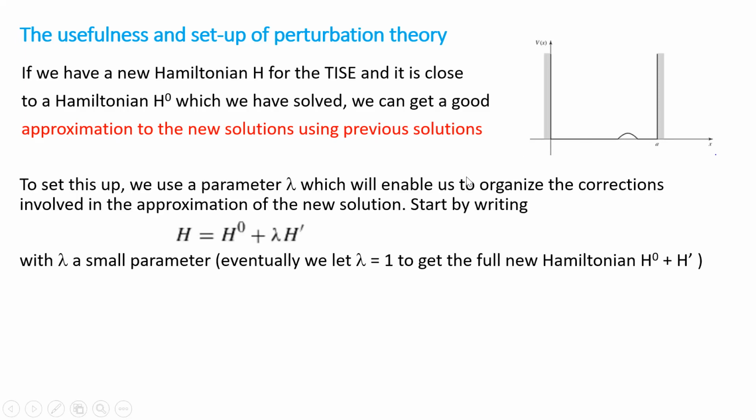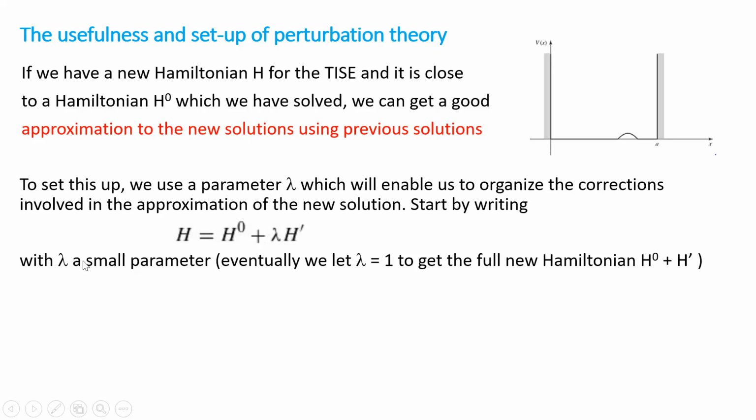So let's look at the setup. To set this up, we're going to use a parameter lambda. That parameter will let us organize the corrections that are involved in the approximation of the new solution. Lambda is an organizing parameter to keep different orders of corrections to the previous solutions organized and sorted. So we start by writing the new Hamiltonian H as our old Hamiltonian plus this parameter lambda times H prime, where H prime we call the perturbation.